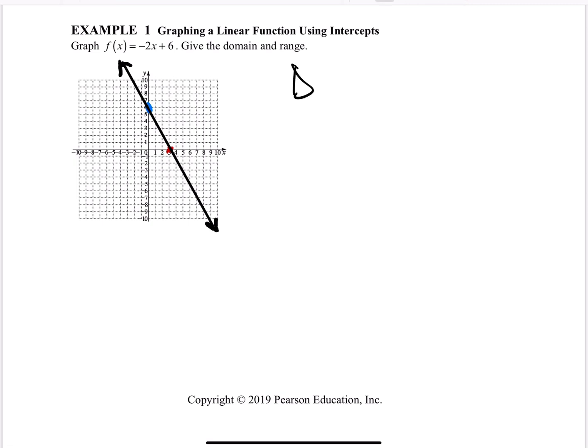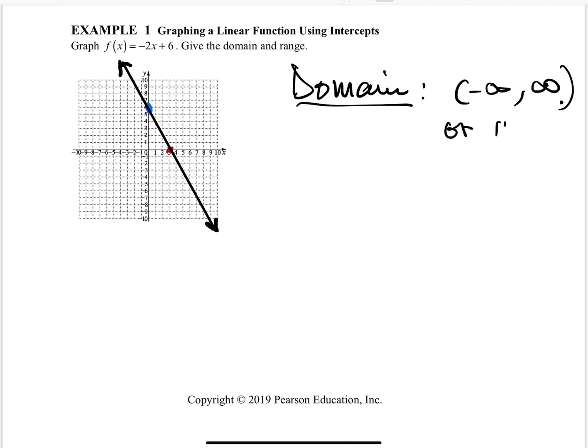Find the domain. Remember I told you last time, in our previous chapter 2.3, the domain is on the x-axis. What makes f exist on the x-axis? Check the graph. The graph goes forever. Then the domain is negative infinity to infinity, or you can write down just R, okay? But just use negative infinity for now, okay?